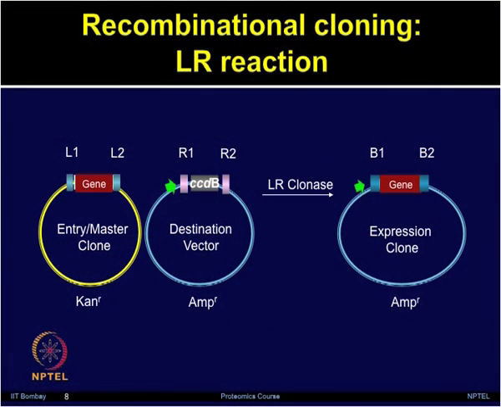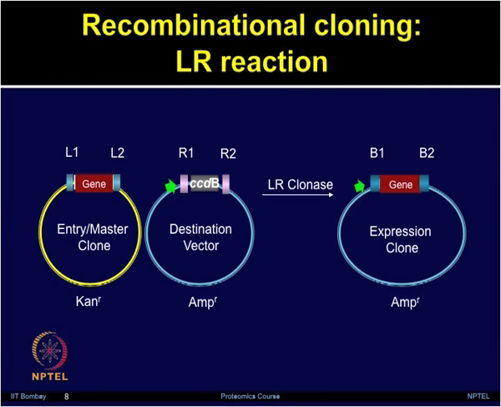Let us now discuss the next reaction, which is the LR reaction. So, in the BP reaction, you have made one entry or master clone, and now that can be further used in the LR reaction. In the LR reaction, the interaction is between the attL and attR sites, that is how the name LR came, and it is catalyzed by the enzyme LR clonase, and the reaction is known as LR. So, LR recombination is between the entry clone and the destination vector.